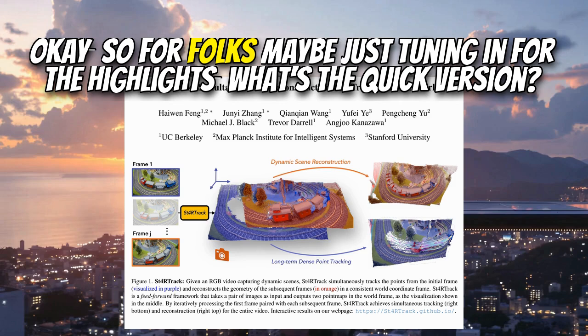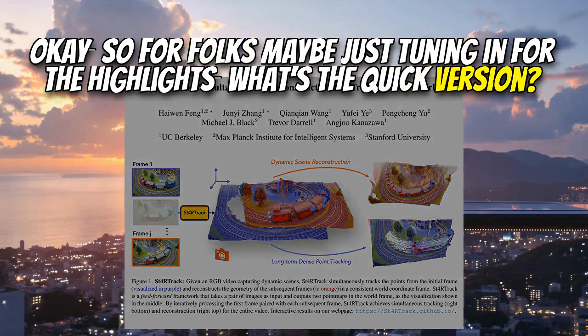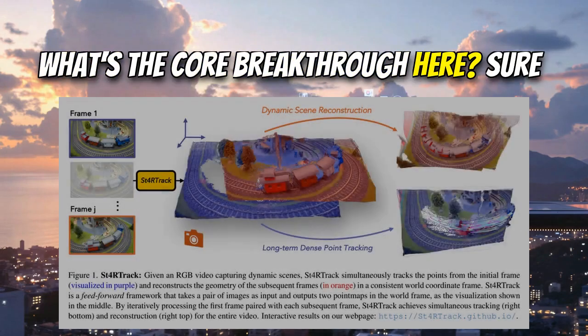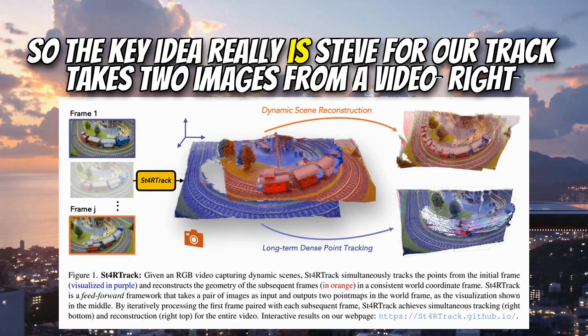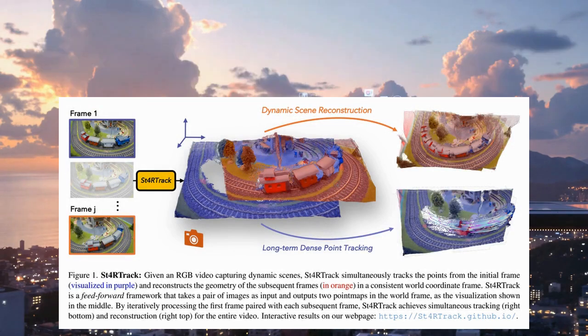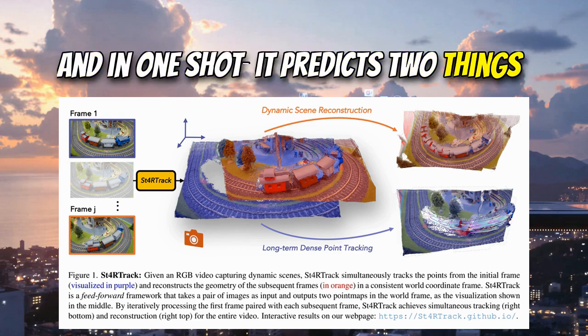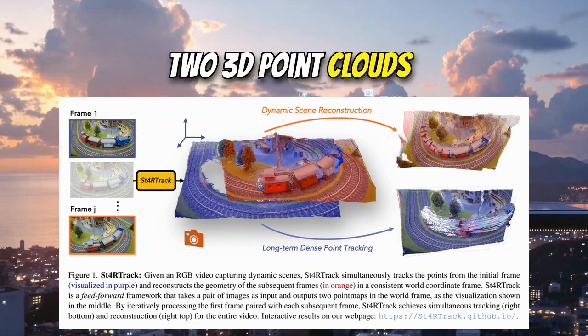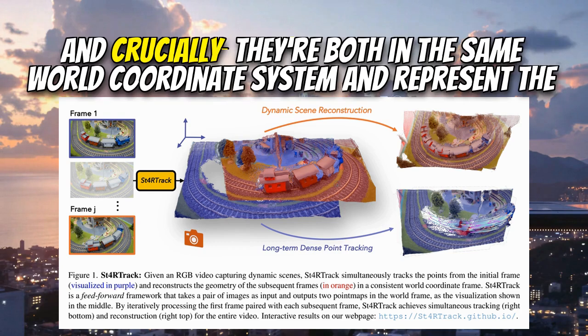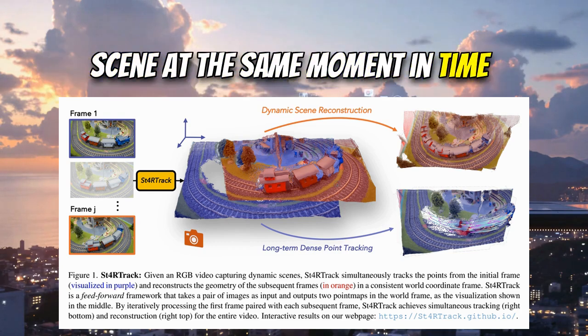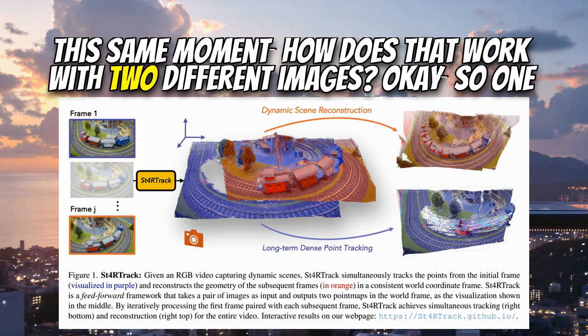Okay, so for folks maybe just tuning in for the highlights, what's the quick version? What's the core breakthrough here? Sure. So the key idea is St4RTrack takes two images from a video, at different times, and in one shot, it predicts two things. Two 3D point clouds. Yeah, and crucially, they're both in the same world coordinate system and represent the scene at the same moment in time. The same moment. How does that work with two different images?